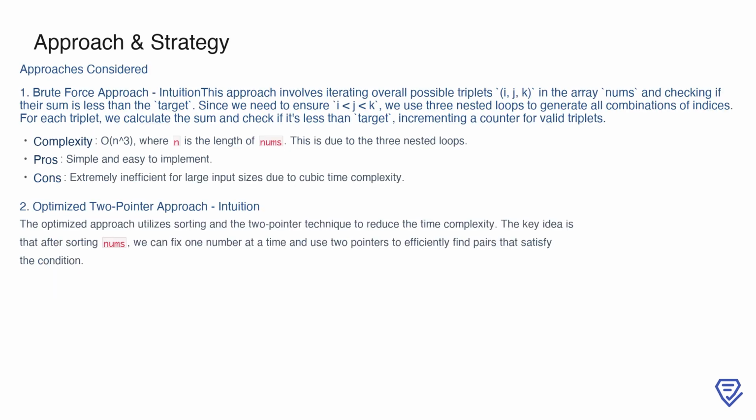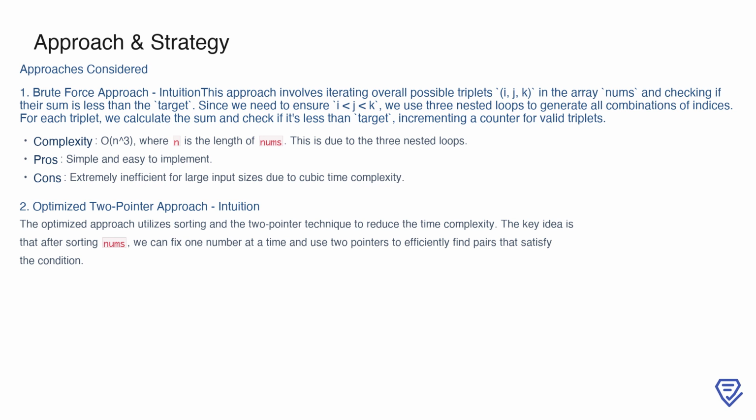To tackle the problem of finding triplets whose sum is smaller than a given target, we first consider the brute force approach. This method involves iterating through all possible triplets in the array by using 3 nested loops. For each combination of indices, we calculate the sum of the 3 numbers and check if it is less than the target. If it satisfies the condition, we increment a counter.